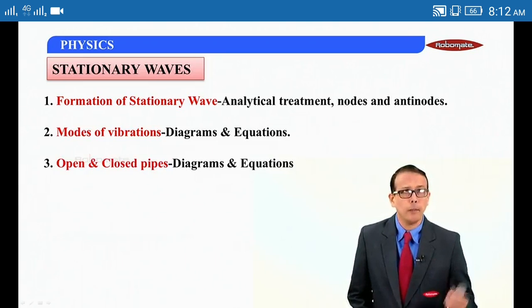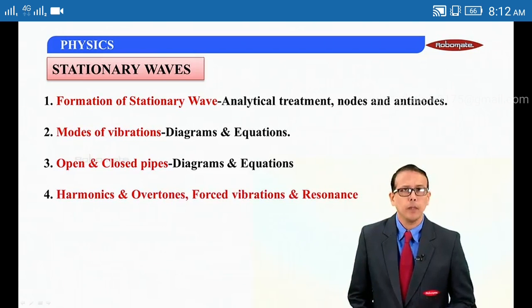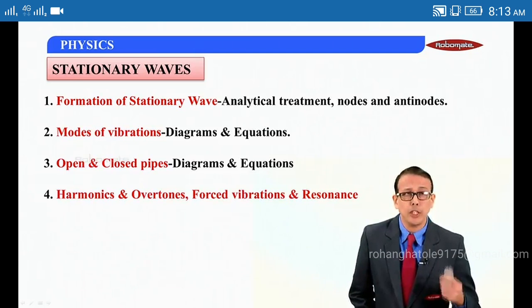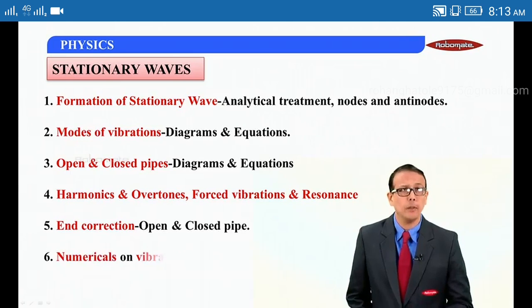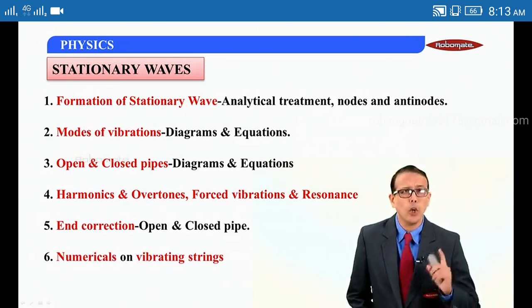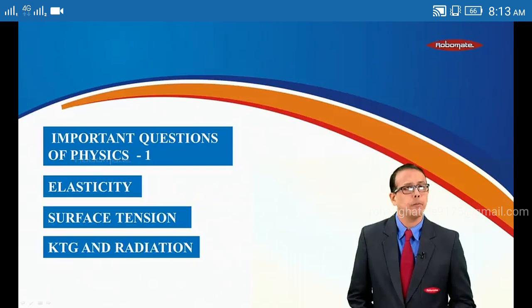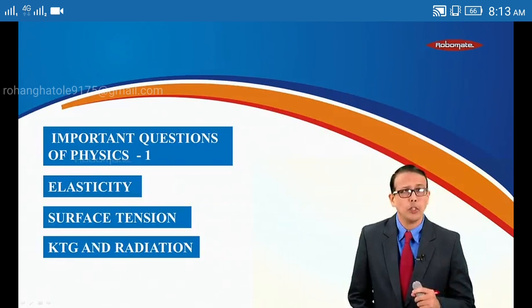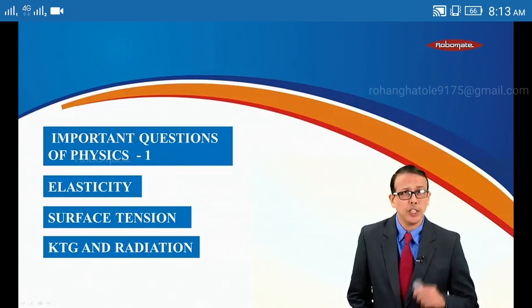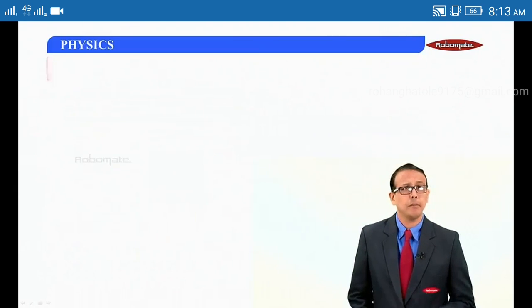Also, the open pipe and closed pipe, the same diagram and the respective frequency equation. Distinguish between harmonics and overtones, forced vibrations and resonance. End correction, open pipe and closed pipe, the expression for end correction, and also numericals on vibrating strings. Let's move ahead, students. Now let's discuss important questions of elasticity, surface tension, KTG and radiation.